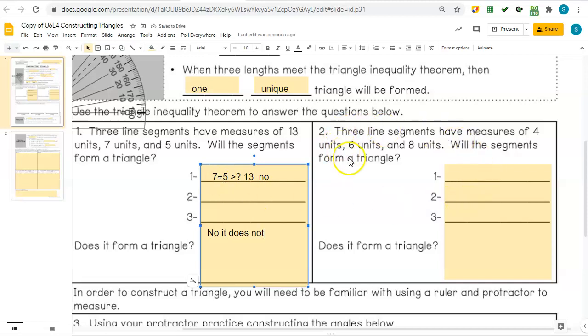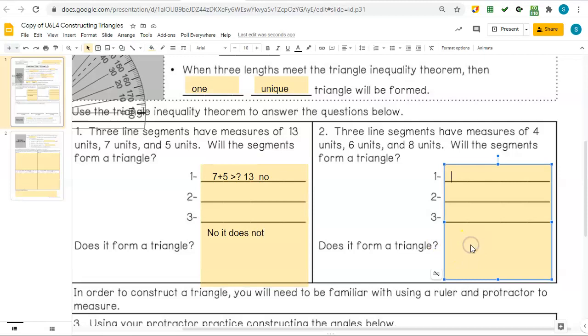Alright, let's go ahead and look at this one. 3 line segments have a measure of 4, 6, and 8 units. Can they form a triangle? Let's take our 2 smaller units and ask, is 4 plus 6 greater than 8? Yes, it is. That's our first check. Let's take 2 different sides. Now, you'll find that you don't actually have to check every combination.